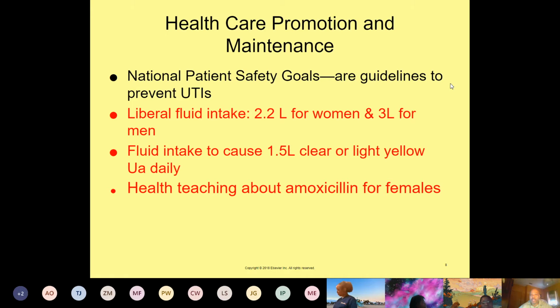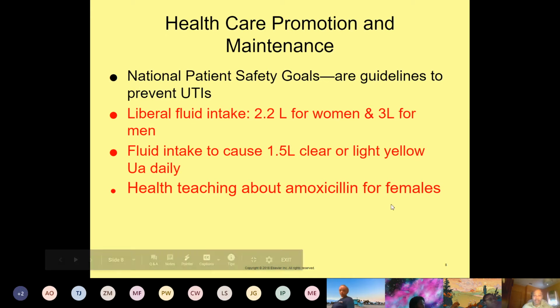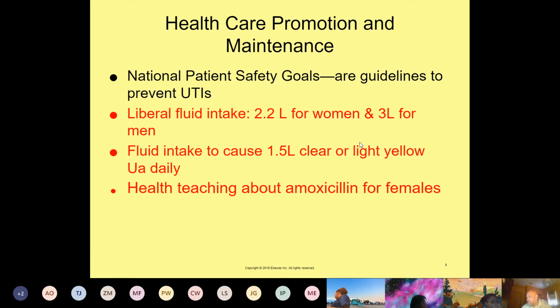You also want to make sure your patients are urinating at least 1.5 liters of clear or light yellow urine daily. So you want their fluid intake to bring about this amount of urine output. And also there's some health teaching about amoxicillin for females, which will be on page 1360, chart 66-10. So make sure you read that as well.